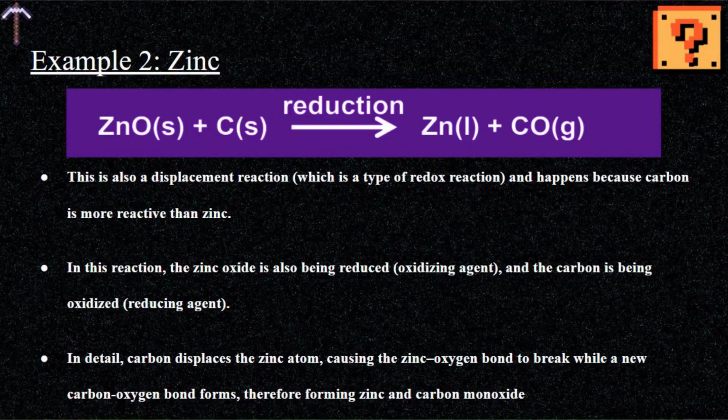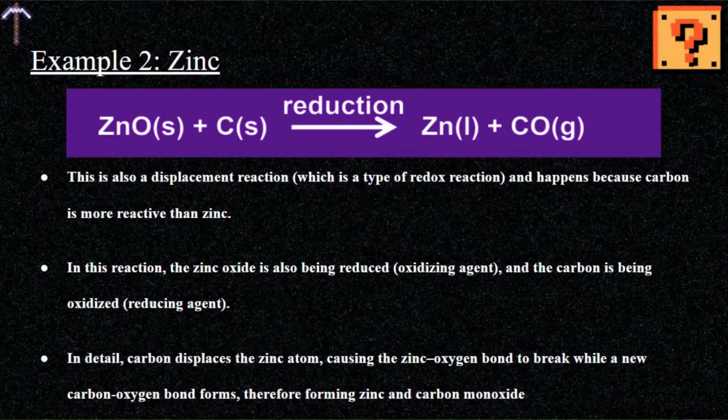Example 2. Zinc. This reaction shows zinc oxide reacting with carbon using a furnace to get zinc and carbon monoxide. As you can see below, this is also a displacement reaction, which is a type of redox reaction, and happens because carbon is more reactive than zinc. In this reaction, the zinc oxide is being reduced, which is the oxidizing agent, and the carbon is being oxidized, which is the reducing agent.